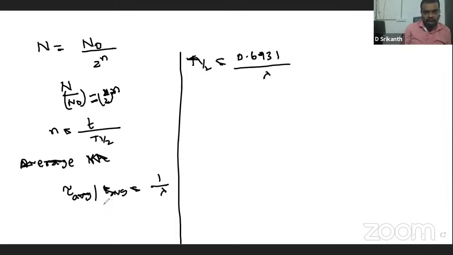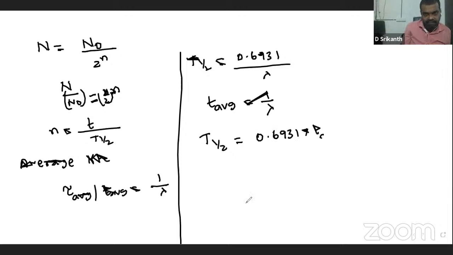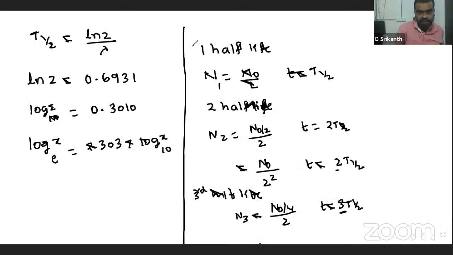Now I want to find the relation between this t average and the t half-life. So t average is equal to 1 by lambda. So t half is equal to 0.6931 into t average. That is the relation. These are the formulas in radioactivity. I think you should write. Start writing from here.